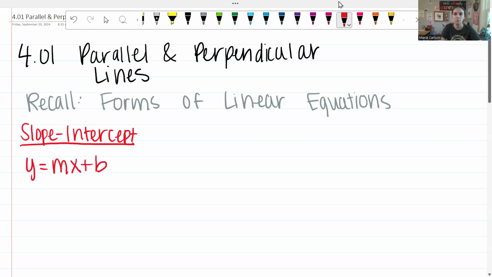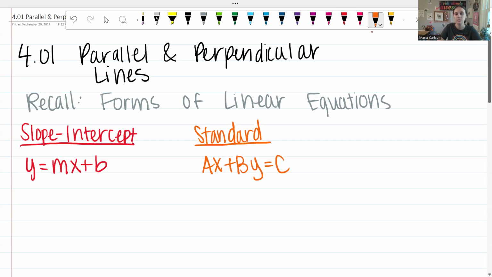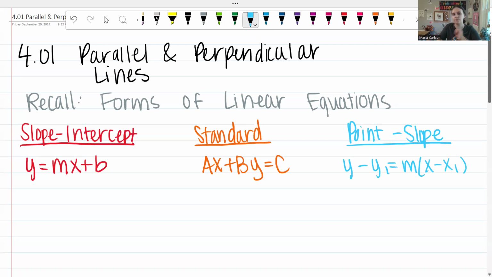And we're going to talk about what those things are in just a second. The next form is standard form. And standard form is the form ax plus by is equal to c. And then we have point slope form. Point slope form is the form y minus y1 is equal to m times x minus x1.